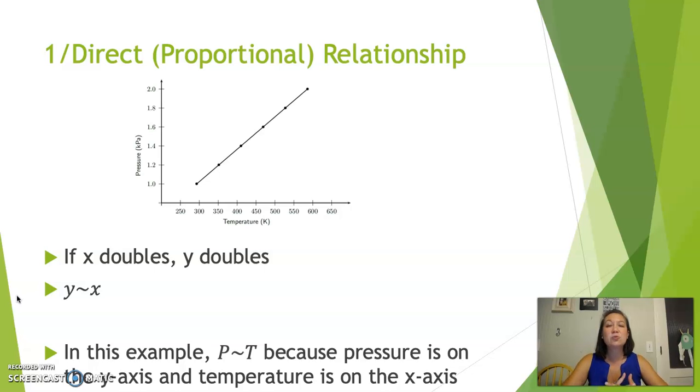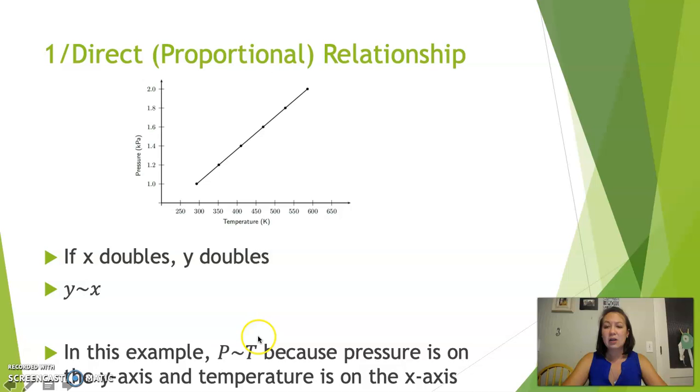The first is a directly proportional relationship. This is the type of relationship that's super easy to work with because it means that if x doubles, y doubles. 1 to 1, super easy. You'll notice that this is a linear relationship that goes through the origin. That's the difference between a direct relationship and the one that comes next.